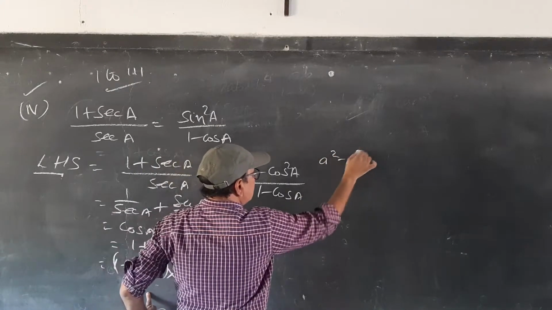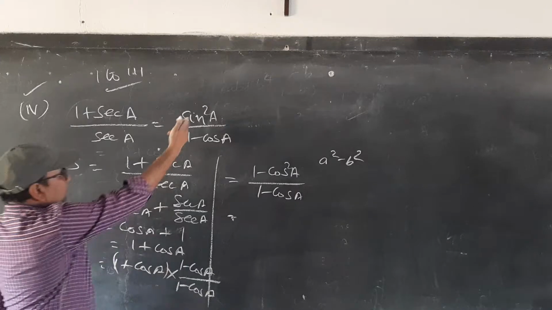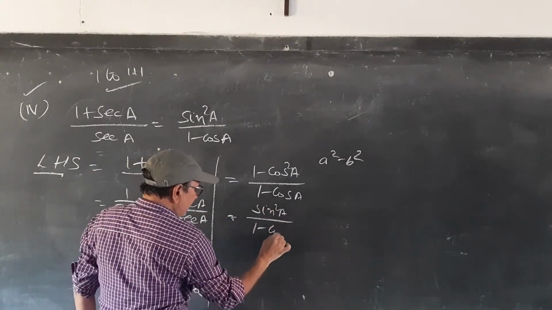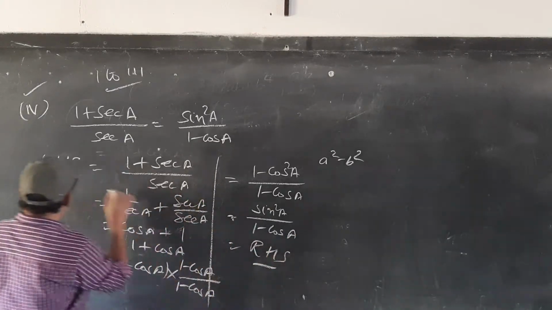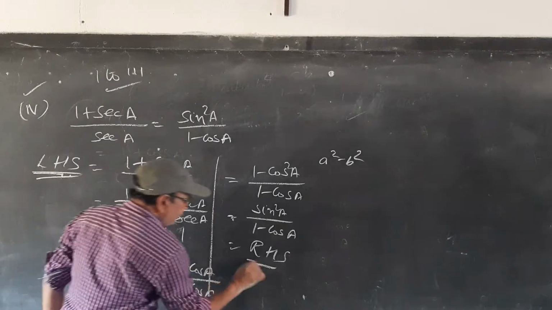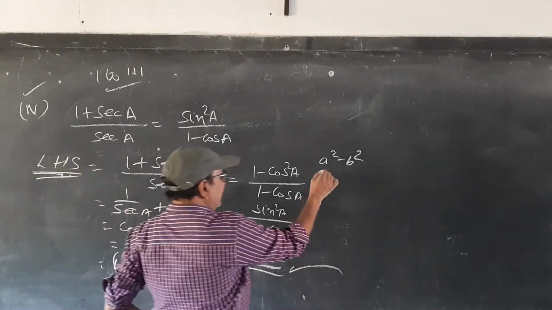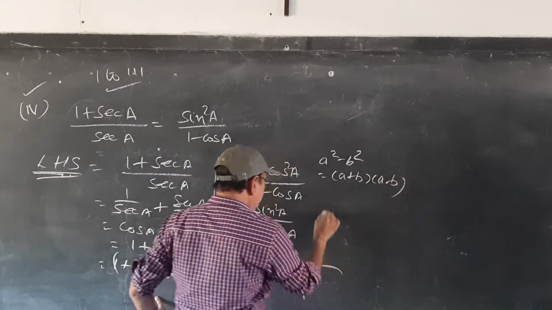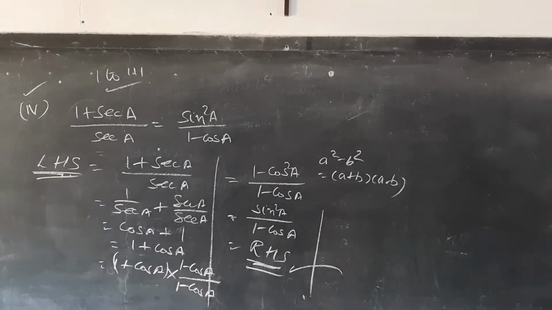This is 1 square minus a square, b square. 1 minus cos square a is, you know, sin square a. So you get the required sin square a upon 1 minus cos a. Hence proved. We start from the LHS and we get the RHS. Apply a plus b into a minus b, as we have already taken. Clear? Yes, sir. So, simplest way. Okay, just note it down.